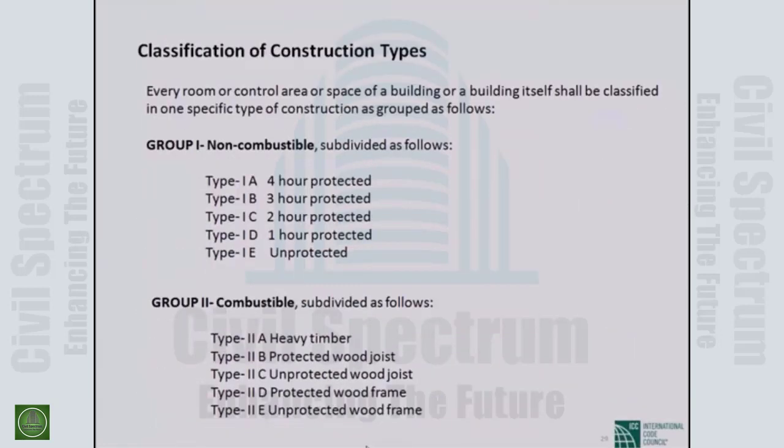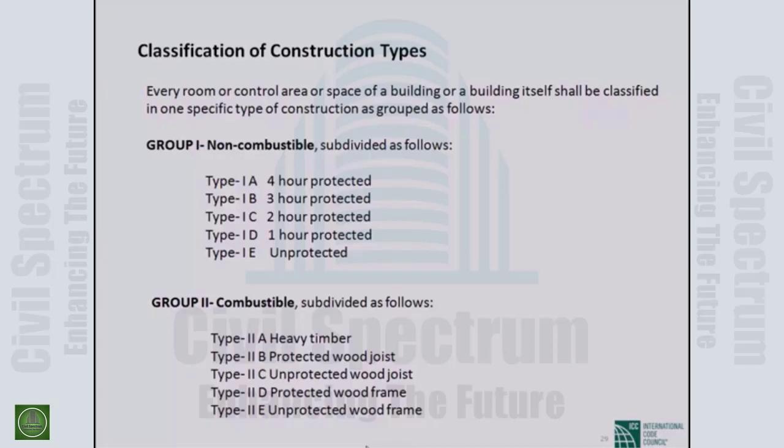Now I would like to talk about the classification of construction type. That is again a very deciding factor for building fire safety issues. Previously, as per BNBC 2006, buildings were classified into 4 types: Type 1, Type 2, Type 3, Type 4. There were no subgroups A, B, C, D like this. It was totally different previously.